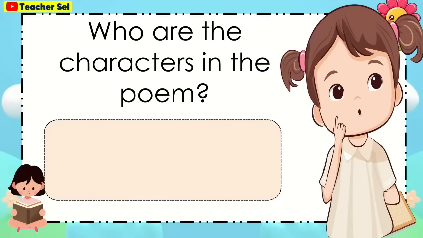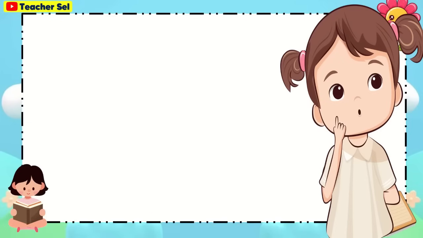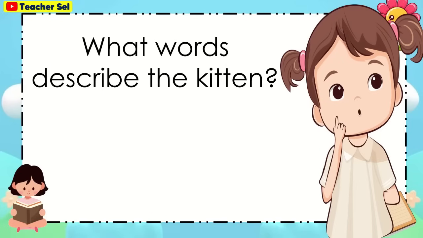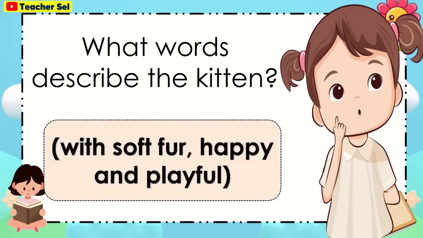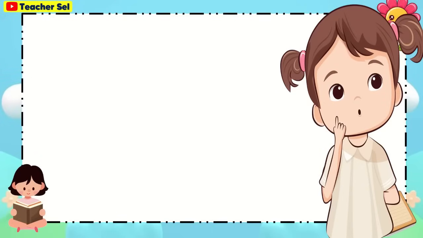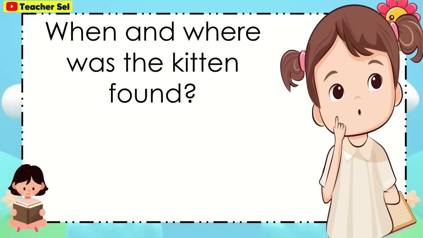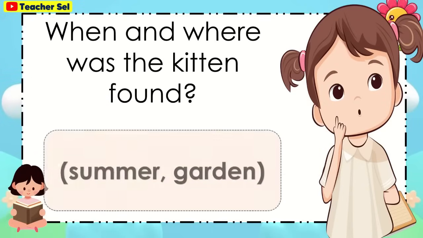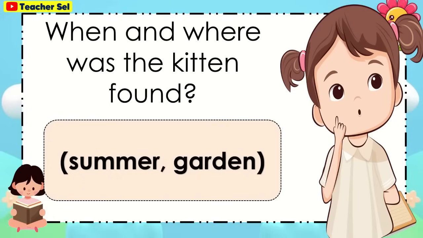Who are the characters in the poem? What words describe the kitten? With soft fur, happy and playful. When and where was the kitten found? Summer garden.